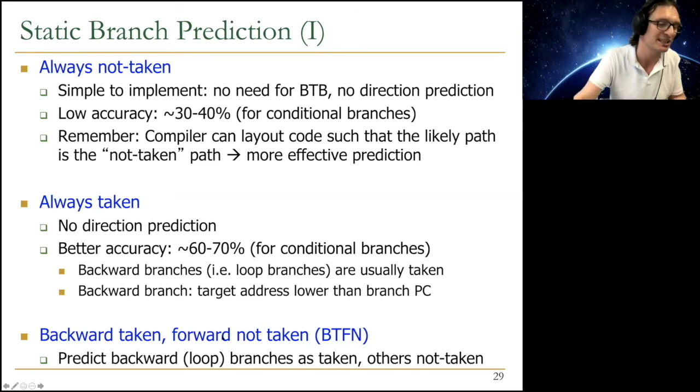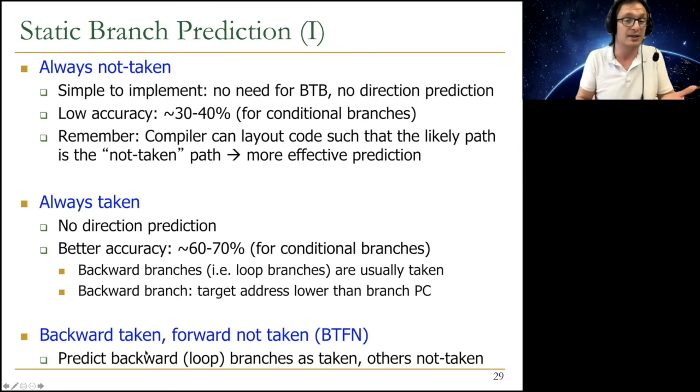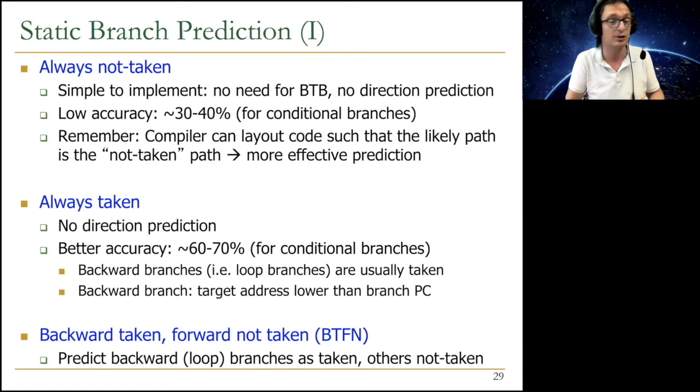And you will see this is also a static form of prediction because you don't make a dynamic decision based on the branch or program behavior, right? It's really whether the branch goes backwards in the code, the target address is earlier than the branch PC, or the target address is later than the branch PC in sequential code. Okay, this is fun, clearly.